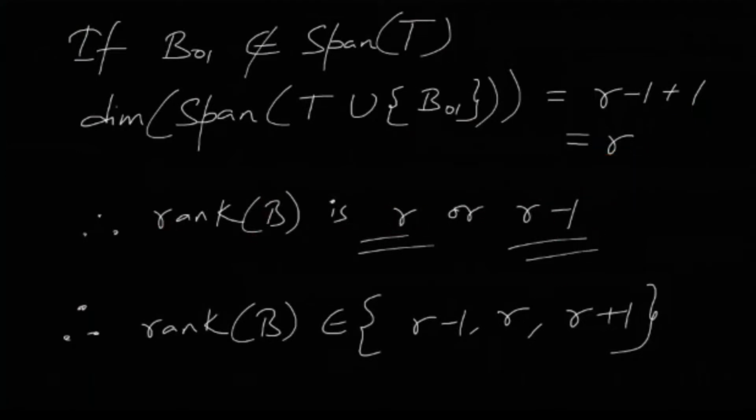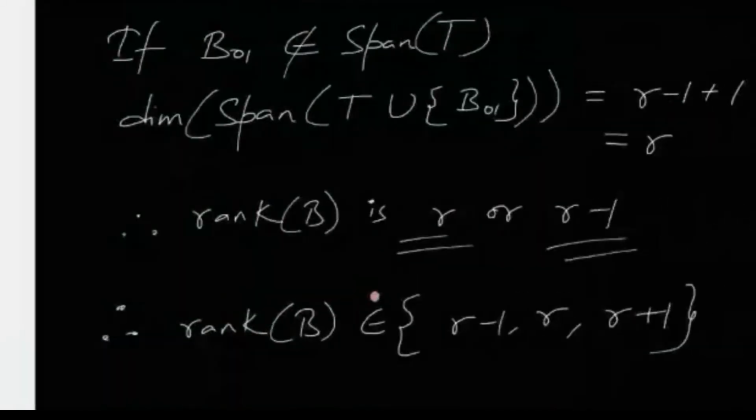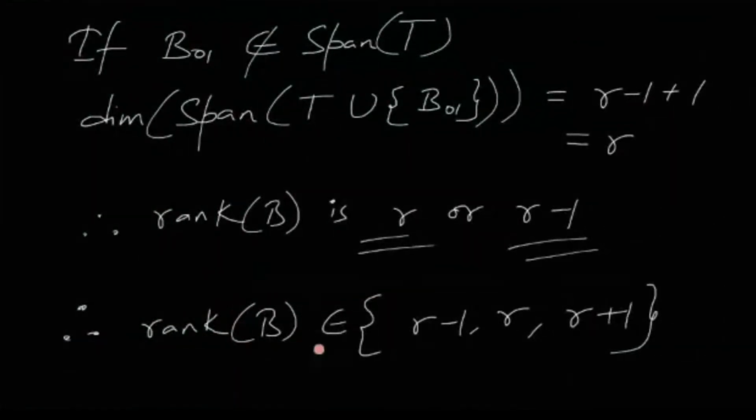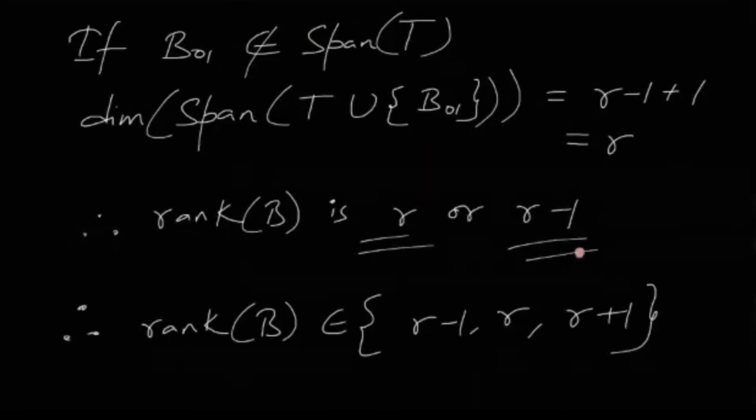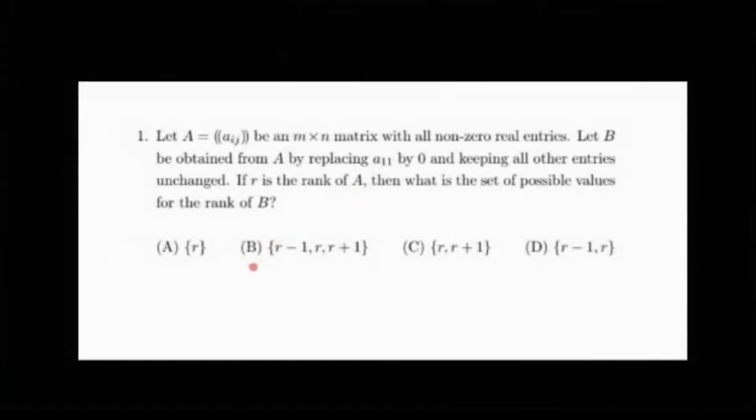Therefore, ultimately, taking both the cases, we have that the rank of B is either R minus 1, R, or R plus 1. It brings us to this conclusion. So there you have it. The answer is this second option. So there you have it, the solution of this problem.